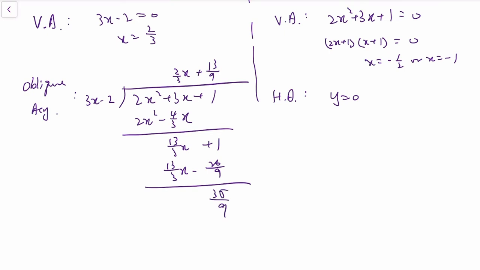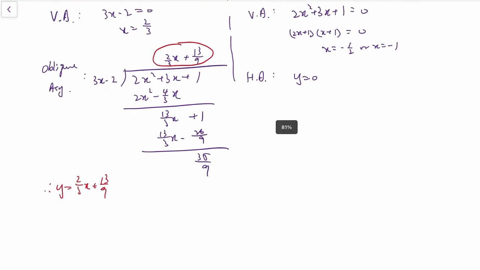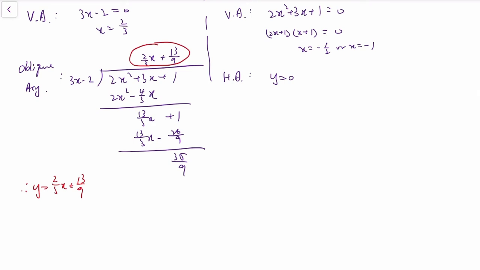Turns out the oblique asymptote is simply y equal to the quotient. Alright, the oblique asymptote is y equal to this. The reason is, if you remember what we said in the first lecture, this division result actually means the original fraction, this original thing, could be written as the quotient plus the remainder over the divisor.